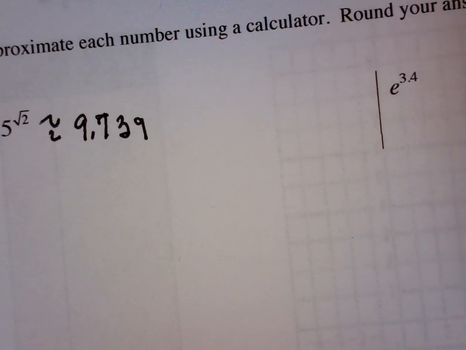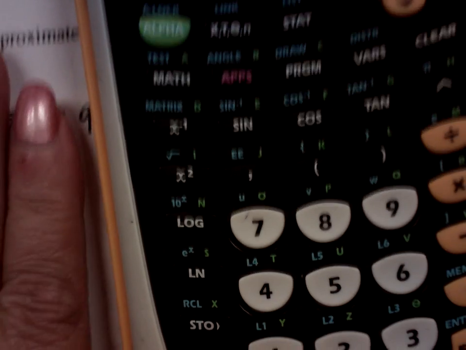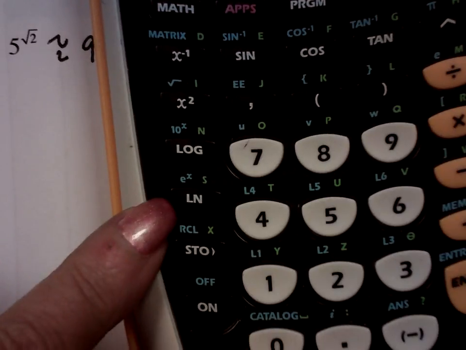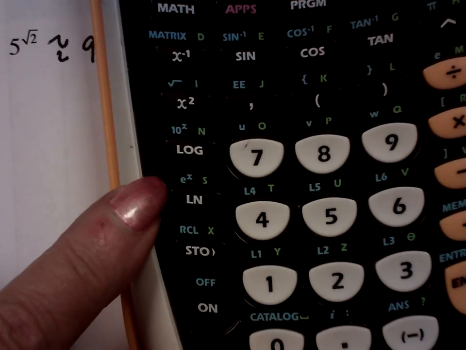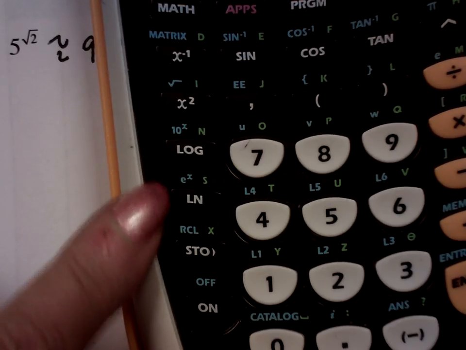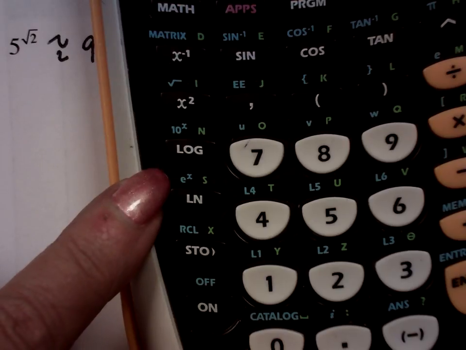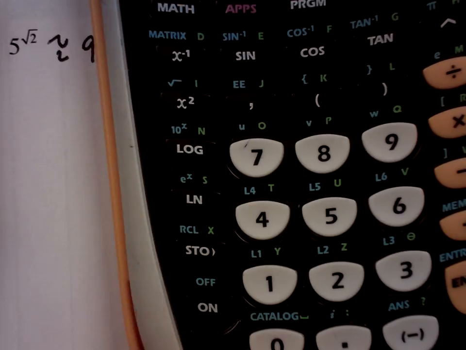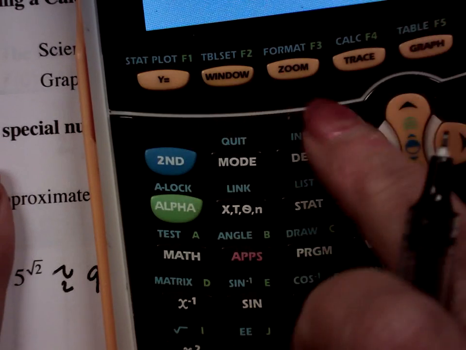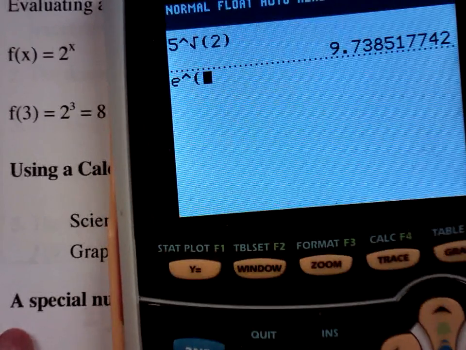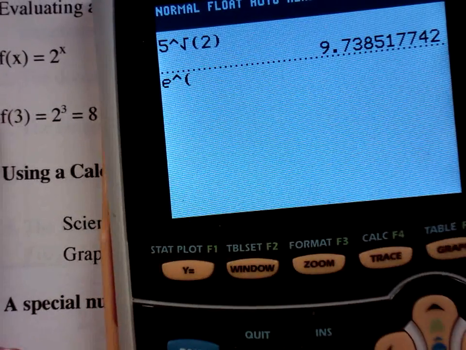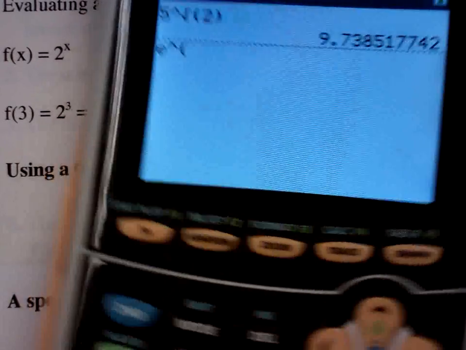Now E. Now E is kind of an interesting creature. It's going to be above this button called ln. And ln stands for natural log. And natural log and E have a relationship, which we'll talk about later. But if I want E, it's going to be second natural log, or second ln. That gives me E. Second ln gives me E. Now it gives me E to the, and what do we want to find E of? 3.4?